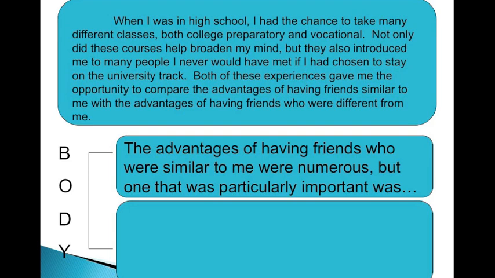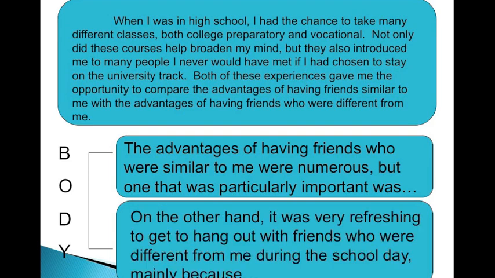So again, notice I managed to include the fact that the topic itself requires me to compare advantages. So I include those actual words in my thesis. Now notice how I introduce each idea in the body. The first focusing on the advantages of having friends who are similar. The next one I use a contrast word to indicate that I'm moving on to a different idea, one that's the opposite. So I use a phrase such as on the other hand.